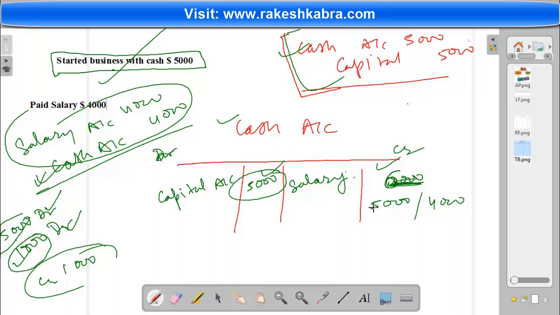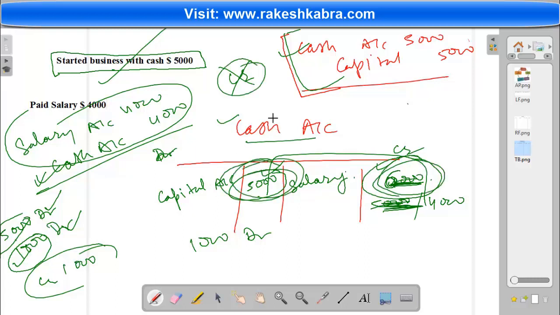So if we pay 4,000, then cash account will show how much balance? 1,000, and it is debit balance. So what is the conclusion? That cash account never shows credit balance. Why? Because we can't pay more than what we have.